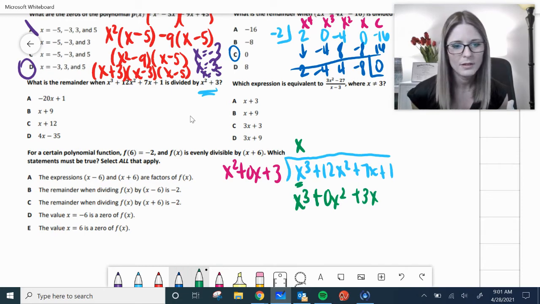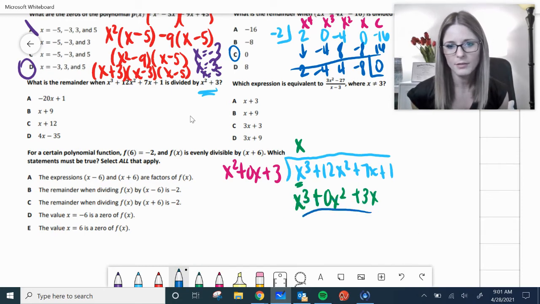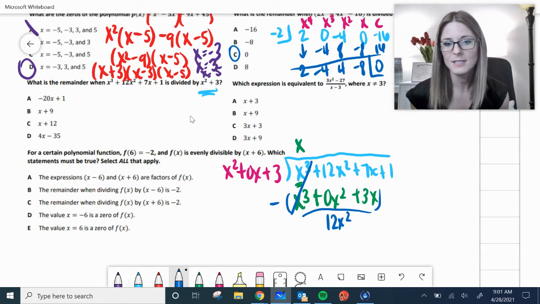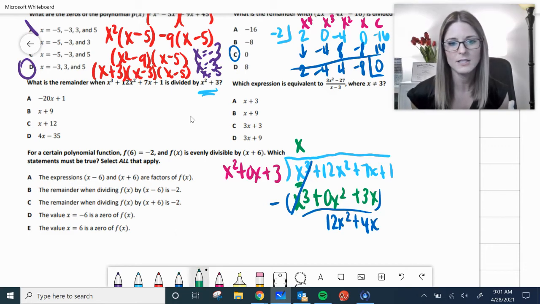Now here's the tricky part, and the reason I don't like long division. You've got to subtract all the way across all of those. Be super careful. 12 minus 0x squared is still 12x squared. 7 minus 3 is 4x. All right, now we're rocking and rolling. Let's go again.